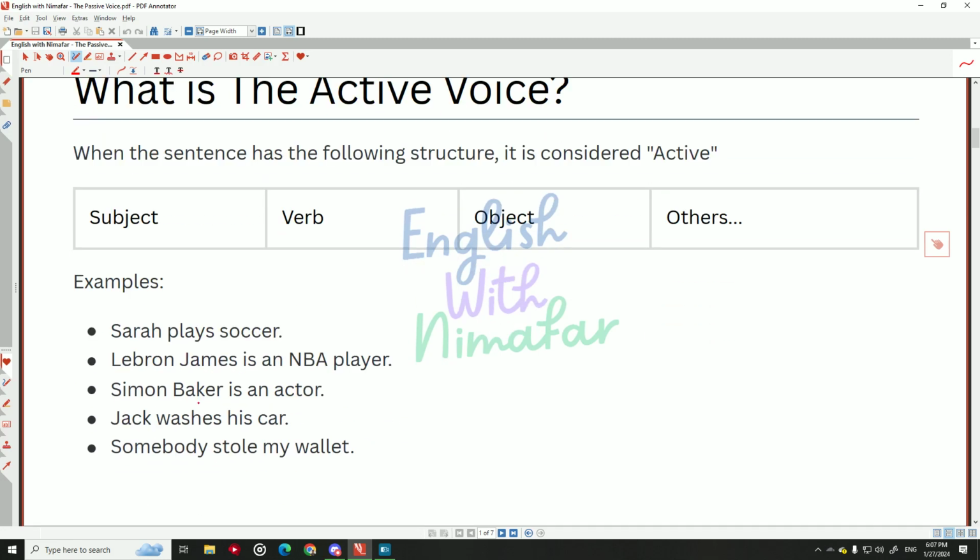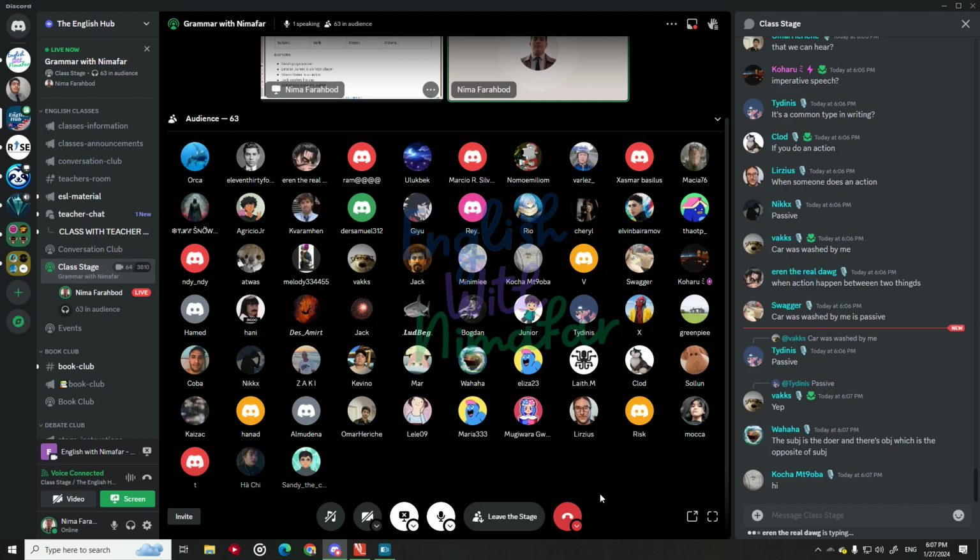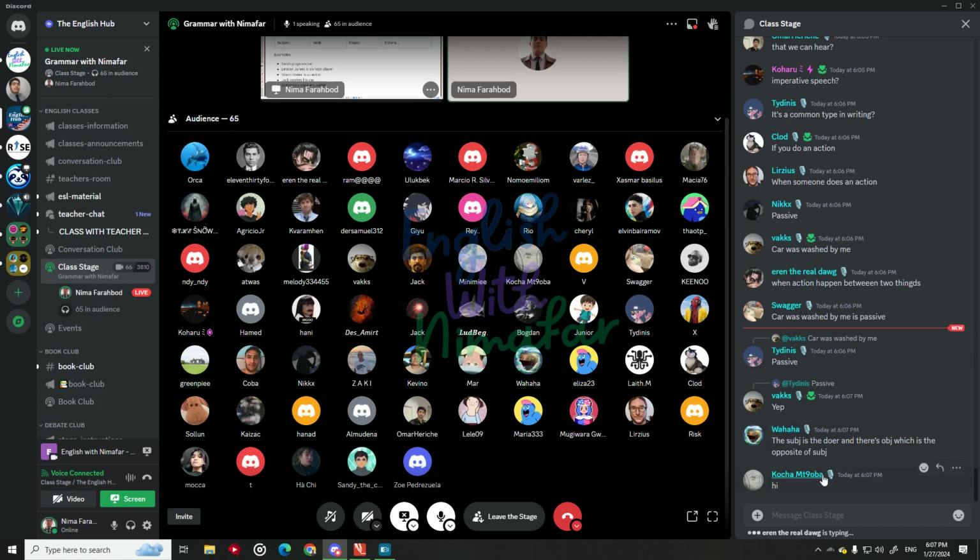Sarah plays soccer. LeBron James is an NBA player. Simon Baker is an actor. Jack washes his car. Somebody stole my wallet. These are all sentences that we can use. Normally you say, I played football, I played basketball, I study math, whatever. The subject is the doer and there is the object, which is the opposite of the subject. Yes, actually. Thank you for that.